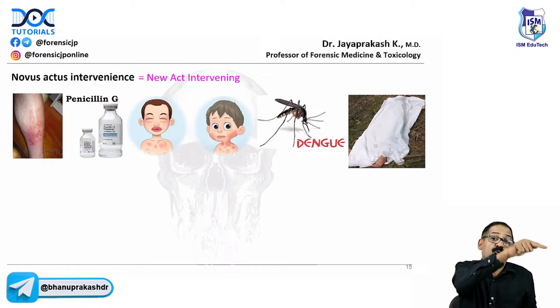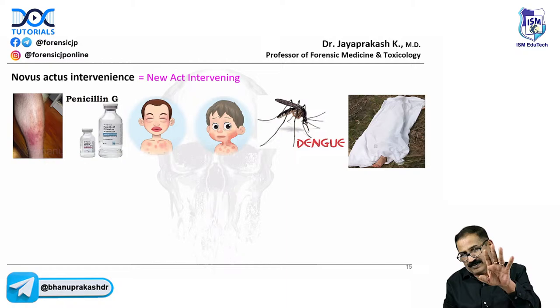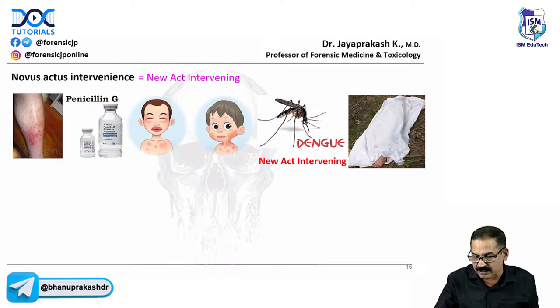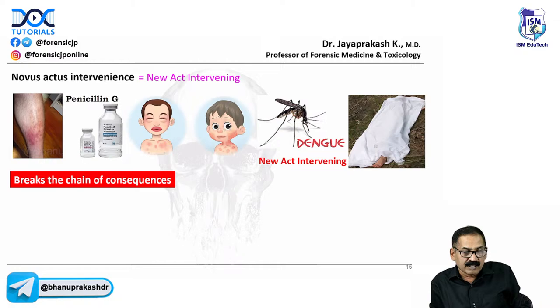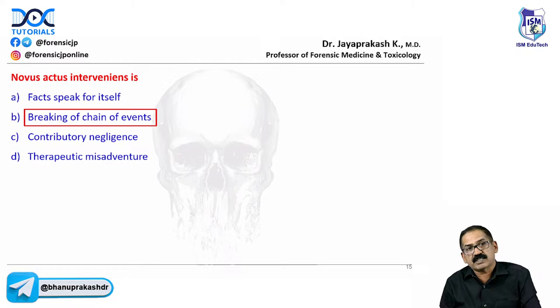Now, his wife sues the doctor that his death is due to negligence of the doctor. Then the doctor says, no, by my negligence, what he got is only anaphylactic shock from which he was recovering. Death is due to dengue, that is a new act intervening. That is one of the defenses. That means it breaks the chain of consequences. Novus actus intervenes is breaking the chain of consequences.